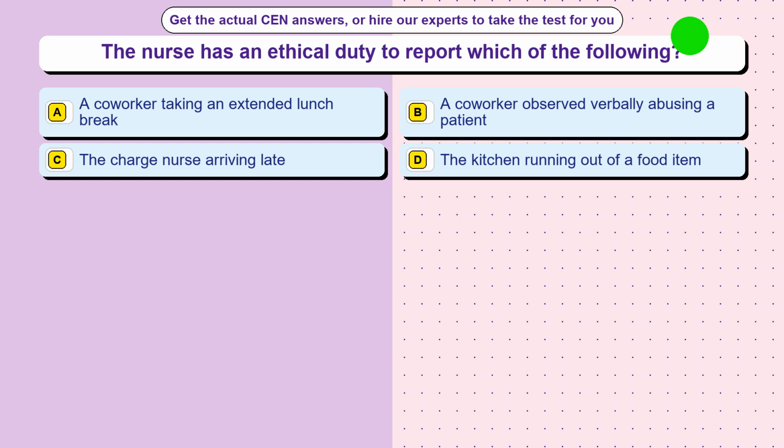Question 4. The nurse has an ethical duty to report which of the following? Option A, coworker taking an extended lunch break. Option B, a coworker observed verbally abusing a patient. Option C, the charge nurse arriving late. Option D, the kitchen running out of a food item.